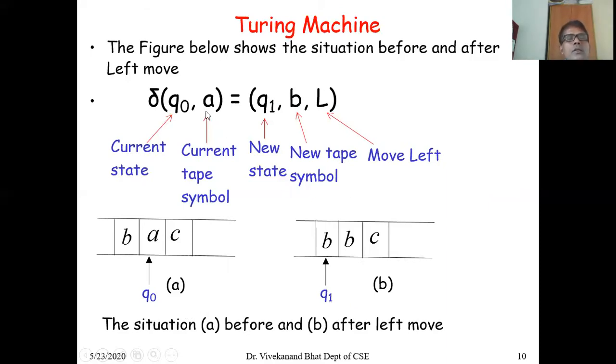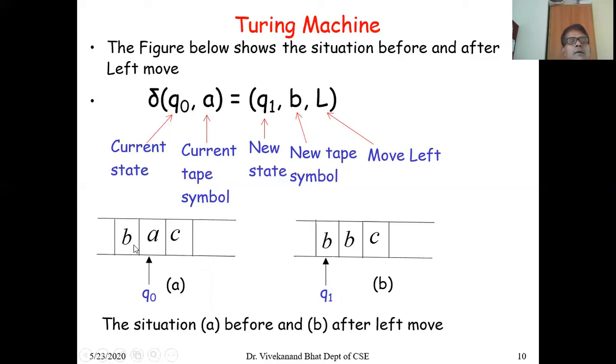So we have defined a transition like this: delta Q0 A is equal to Q1 B left. The starting state is Q0. It is reading the current tape symbol A, and it will go into the new state Q1, replace A by B and move left. So this is shown in this diagram.